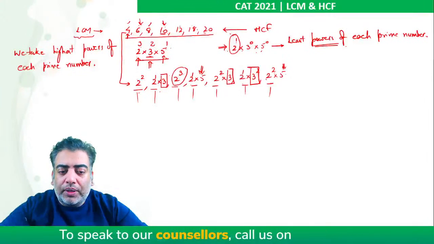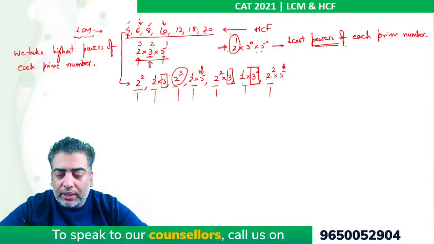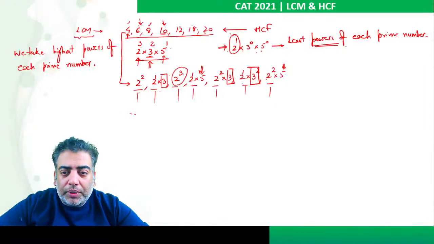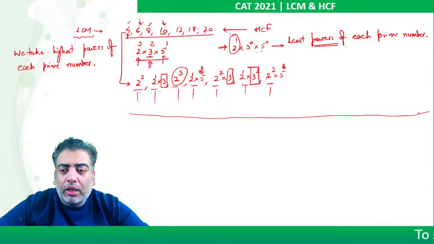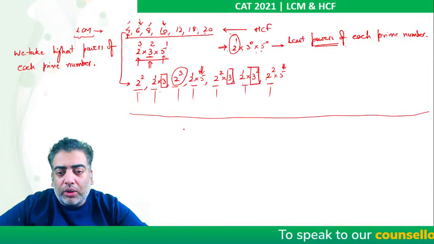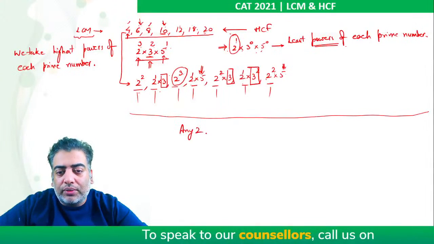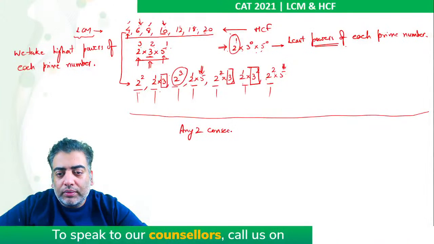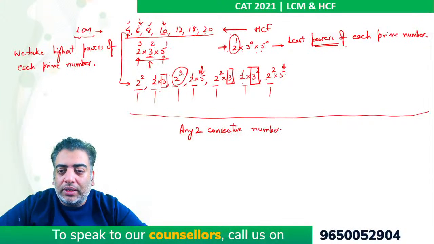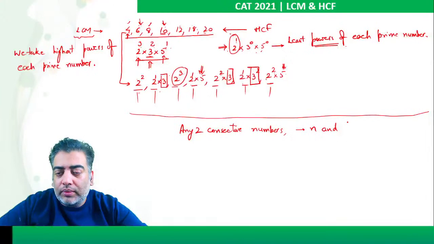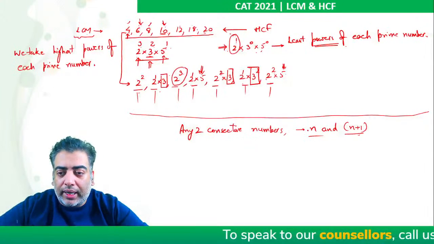Now, there are multiple ways of finding LCM and HCF, by keeping a few facts in your mind. So let me draw a line here. In any case, if we come across any two consecutive numbers, I'm writing them as n and n plus 1. This is another standard question which came in CAT.